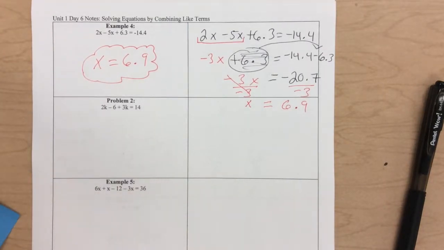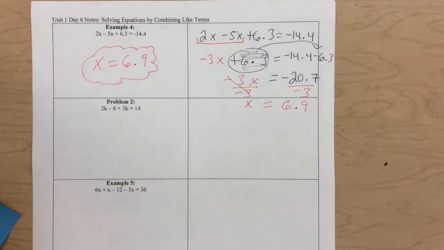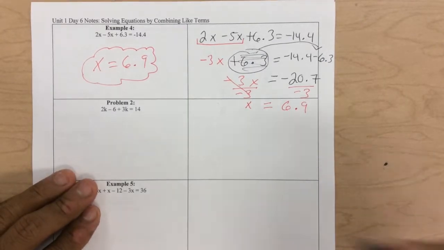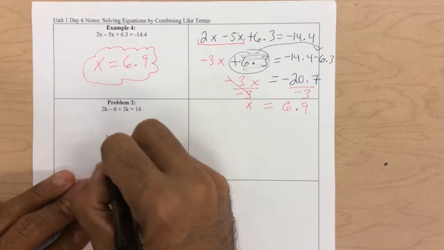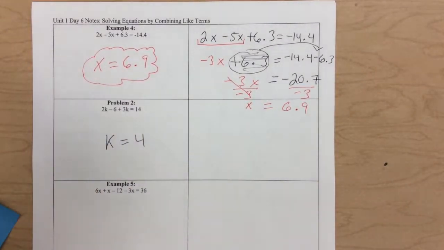Okay, now it's your turn to work out problem number 2. Pause the video so you can have some time to work it out. The answer for problem 2 is k equals 4. If you have any problems with this question, please do not hesitate to ask me tomorrow in class.